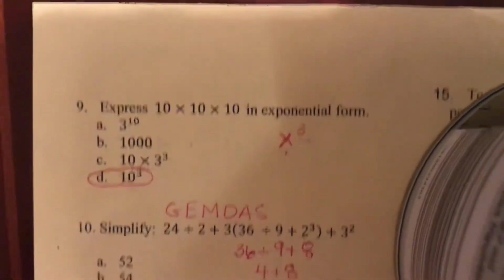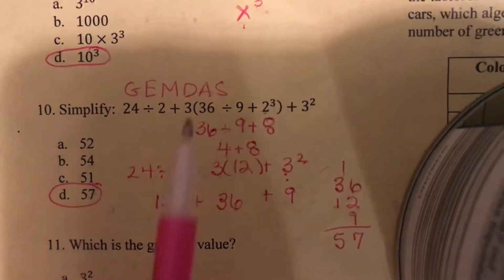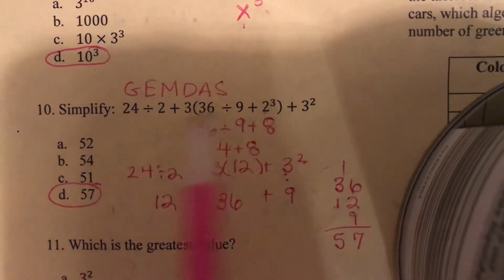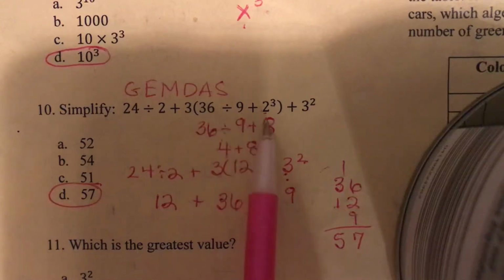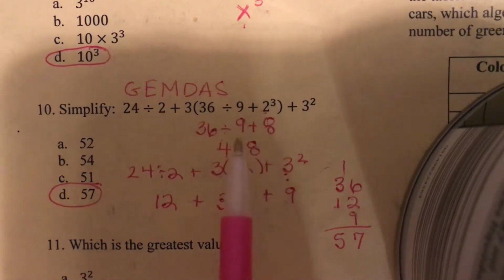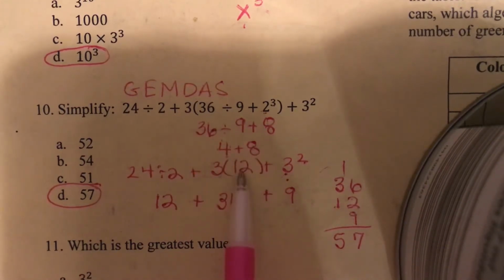I wanted to double check on this problem. And so I had to use GEMDAS. So I did what was in the parentheses first. You could also do the distributive property. I just did 36. Well, first I did 2 to the third, which was 8. And then I did 36 divided by 9, which was 4. 4 plus 8 gave me 12.